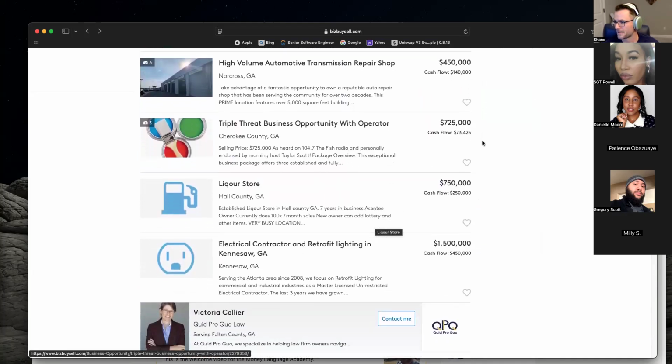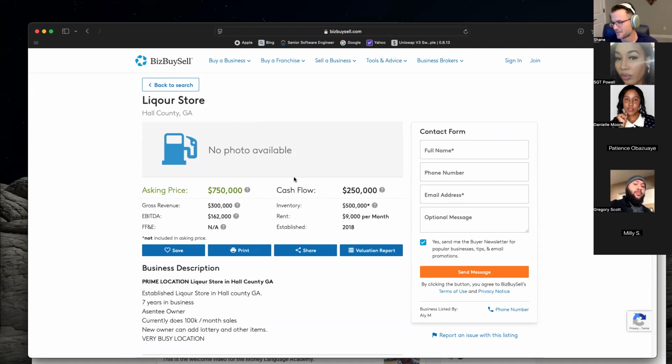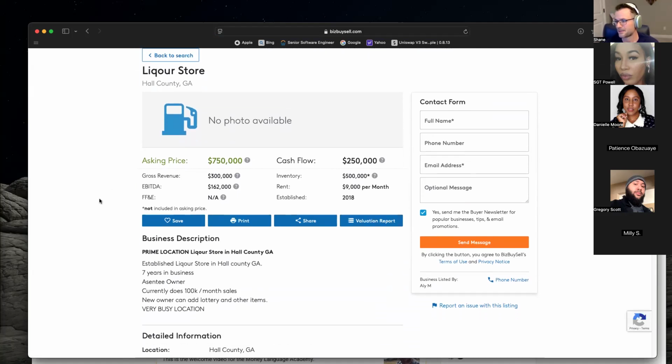Okay. Again, this one. That's a 10 multiple. No way. Here you go. Liquor store. I don't know how you guys feel about liquor stores ethically, but this could be a good deal, and it's been around 7 years.